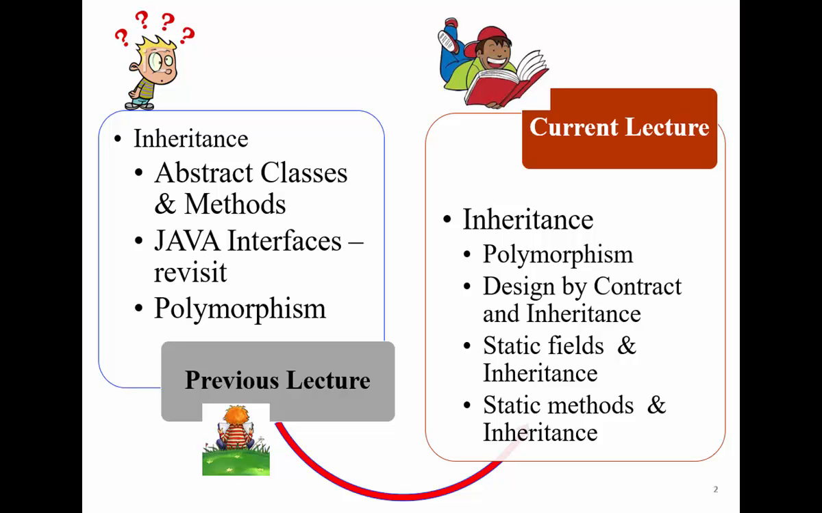We already visited the static field in previous lectures, and we said that when we define a static field or a static method, that means there is only one copy of these fields or these methods. Okay, and today we're going to see the relation between the static field and inheritance, and the static method and inheritance.